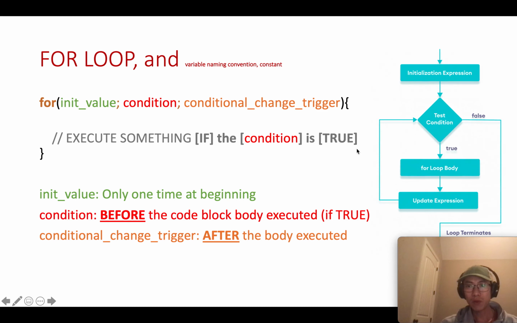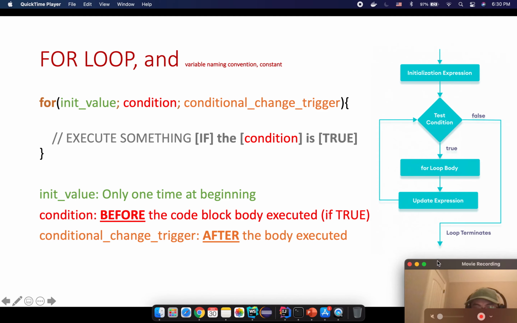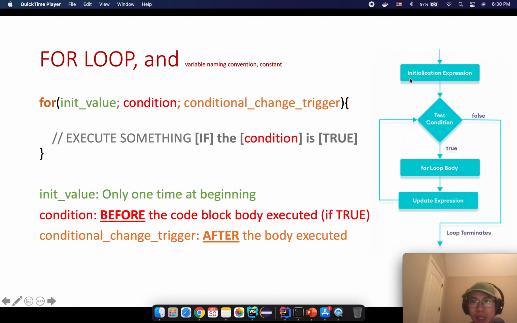Okay, so we have a flow chart here and you can see. This means we have something like the initialization expression. This is the init value. And then we have the condition. If false, the loop terminates. That means we will execute something outside of the loop here. But if it is true, the for loop body will be executed. And then it will update the expression. That means you update based on the conditional chain trigger here. After that, it will compare to the condition again. If false, the loop terminates. And if it is true, it will do it again. So we have a loop here. This is the loop. Okay, so you need to make sure you trigger the correct logic.